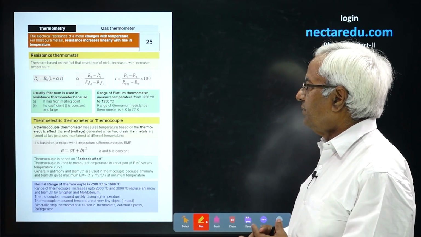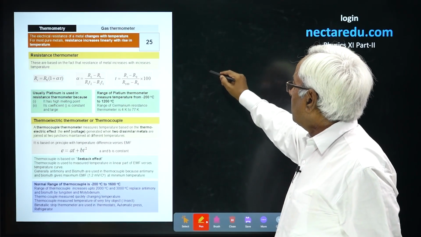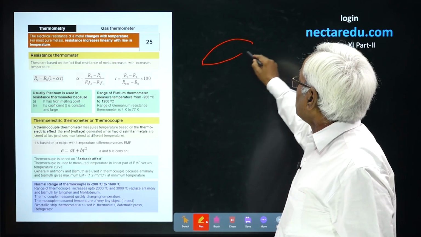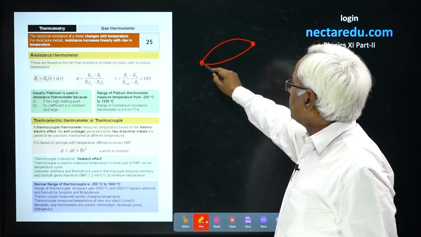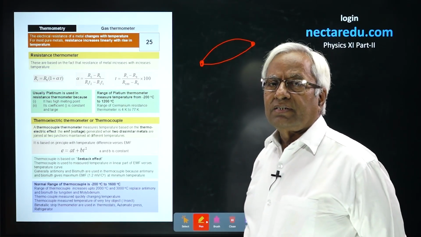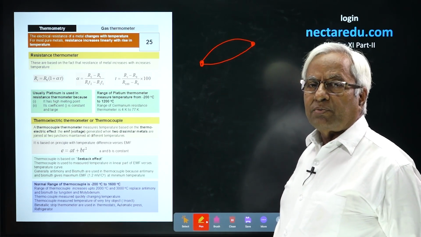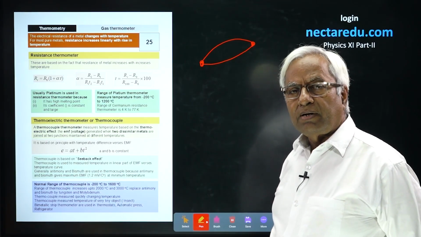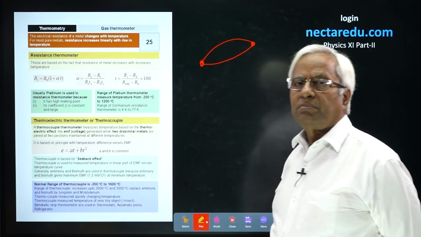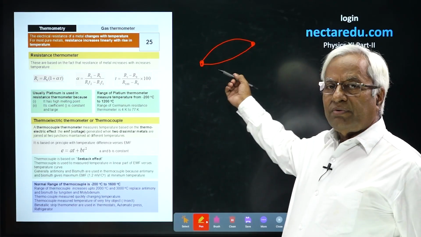The second one is the thermoelectric thermometer, also known as the thermocouple thermometer. Thermocouple simply means we use two wires and join them at two points. These two points are known as junctions. If we create a temperature difference between the two junctions, we notice that an electromotive force is automatically developed between them. This effect is called the Seebeck effect or thermoelectric effect.